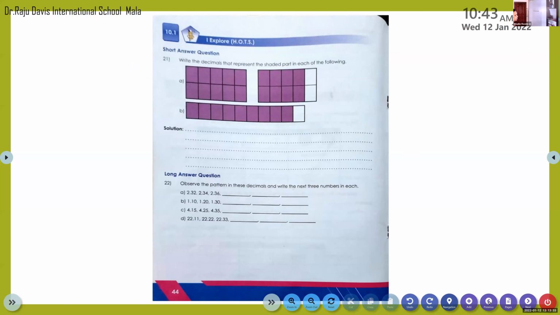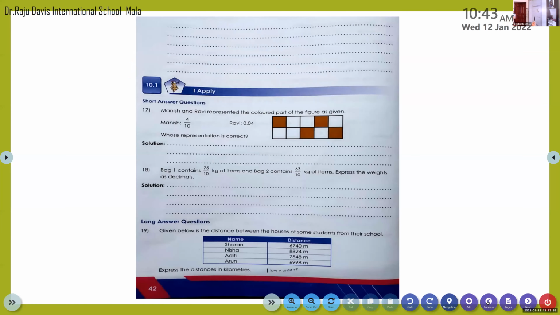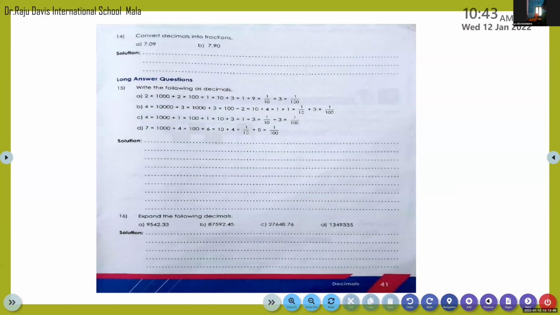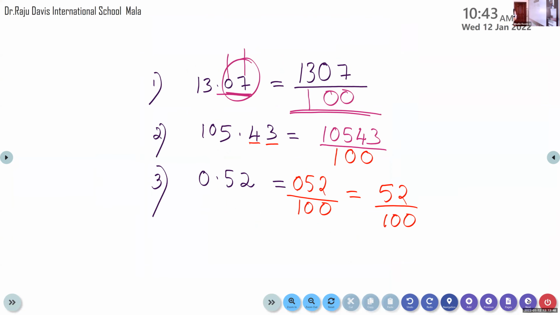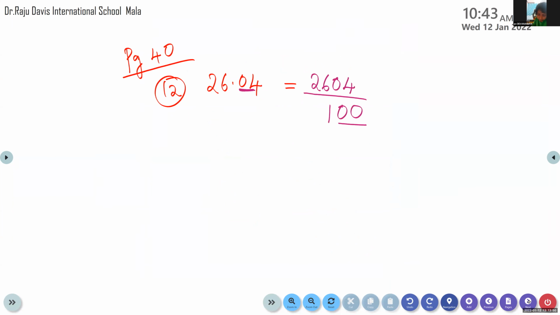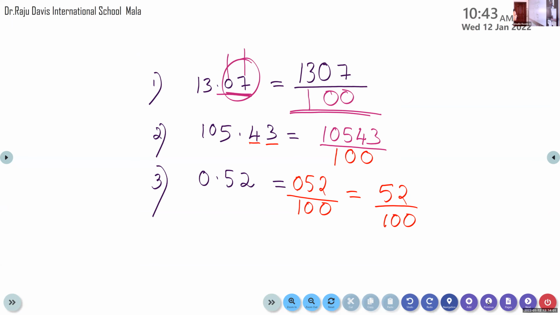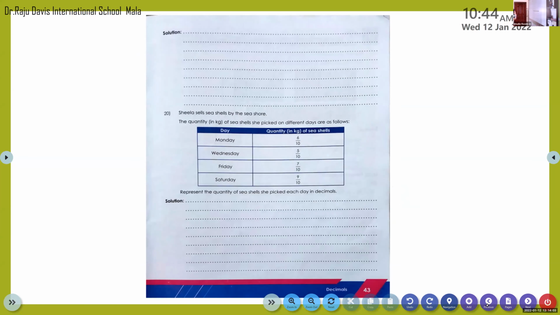Now children, we are going to do question number 14. Can you share the 12th question? Question number 12. Just a minute. 2604 divided by 100. How to read that number? 2604 divided by 100.